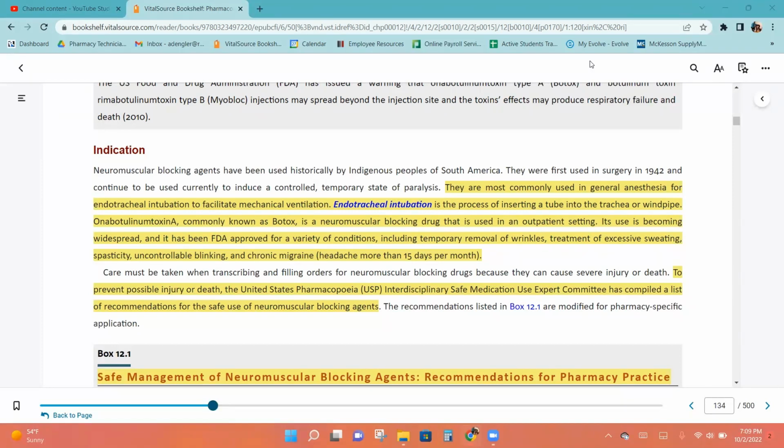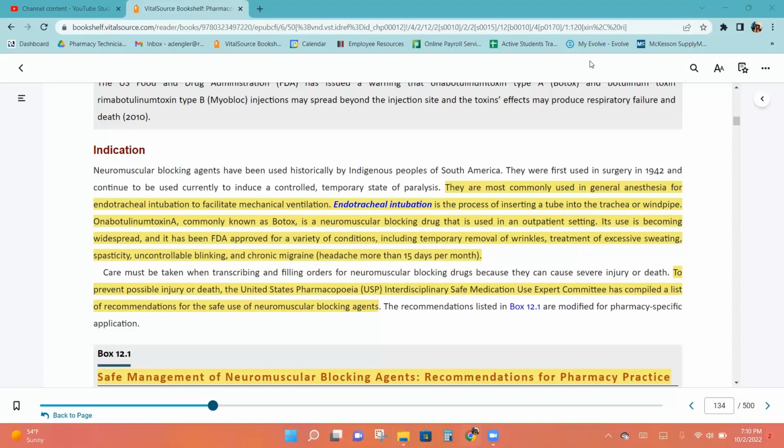Botulinum toxin A, commonly known as Botox, is a neuromuscular blocking drug that is used in an outpatient setting. Its use is becoming widespread and it has been FDA approved for a variety of conditions, including temporary removal of wrinkles, treatment of excessive sweating, spasticity, uncontrollable blinking, and chronic migraines.